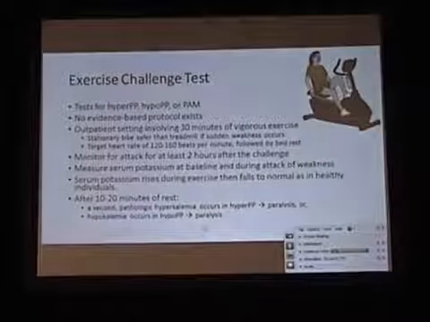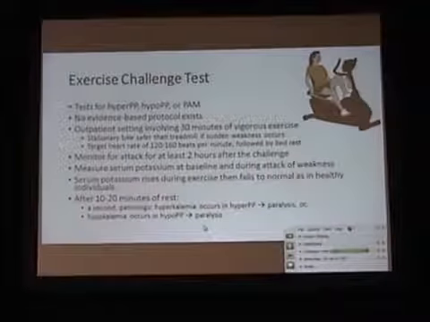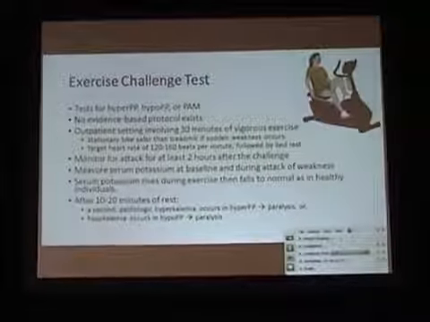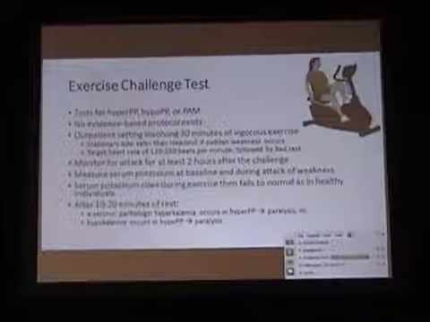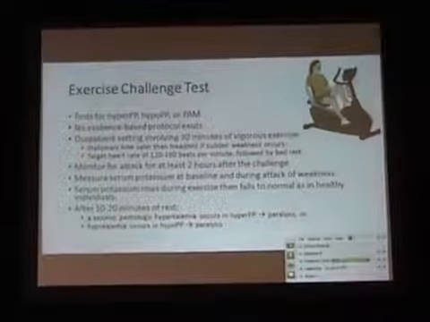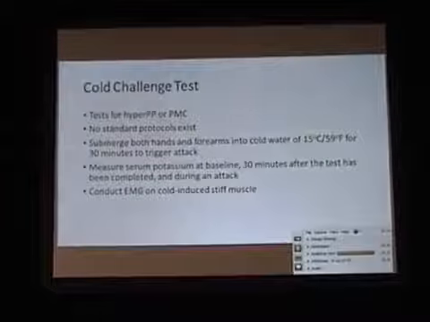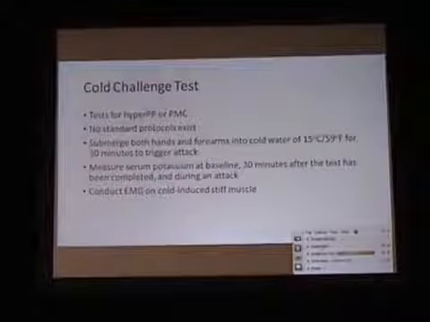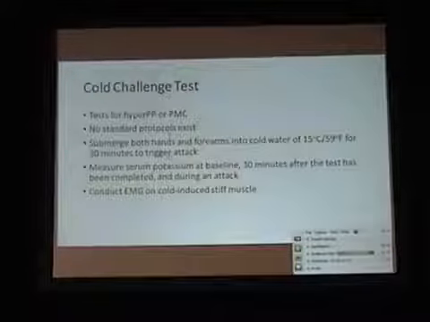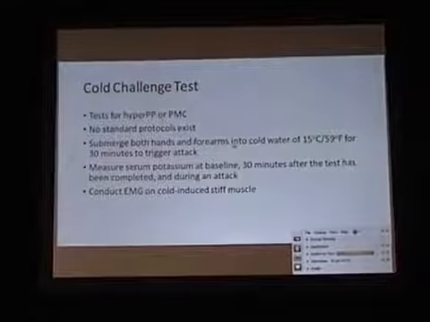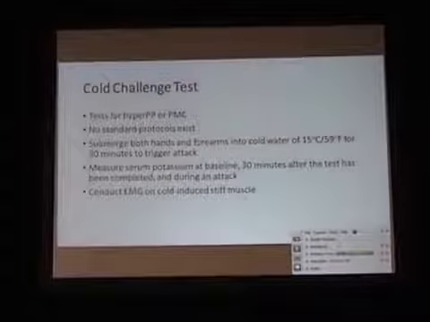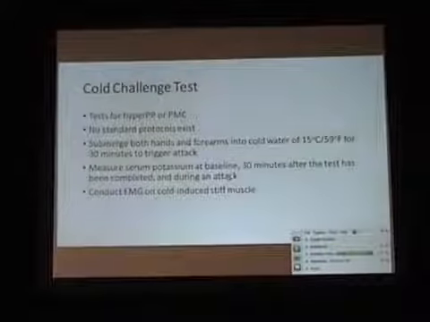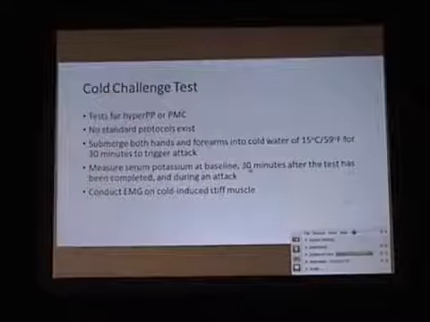The idea is that you'd exercise maybe without pre-medication, and if you know that you can reliably induce an attack that way in the doctor's office, they can measure for diagnostic purposes. You can do a cold challenge test, usually for hyper and paramyotonia congenita, where you submerge forearms into cold water and do an EMG on the cold stiff muscle, or measure potassium during an attack.